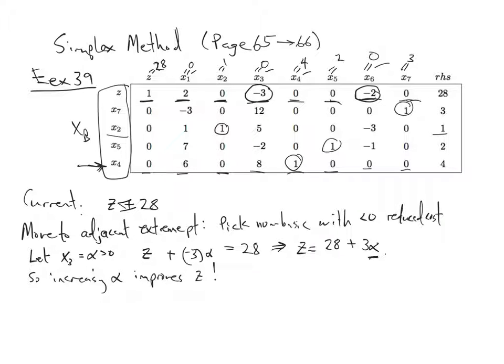So does z go to infinity? It would if we didn't have some constraints. So the answer is no. The constraints get in the way. The constraints stop it. So we're now ready to look at the constraints.